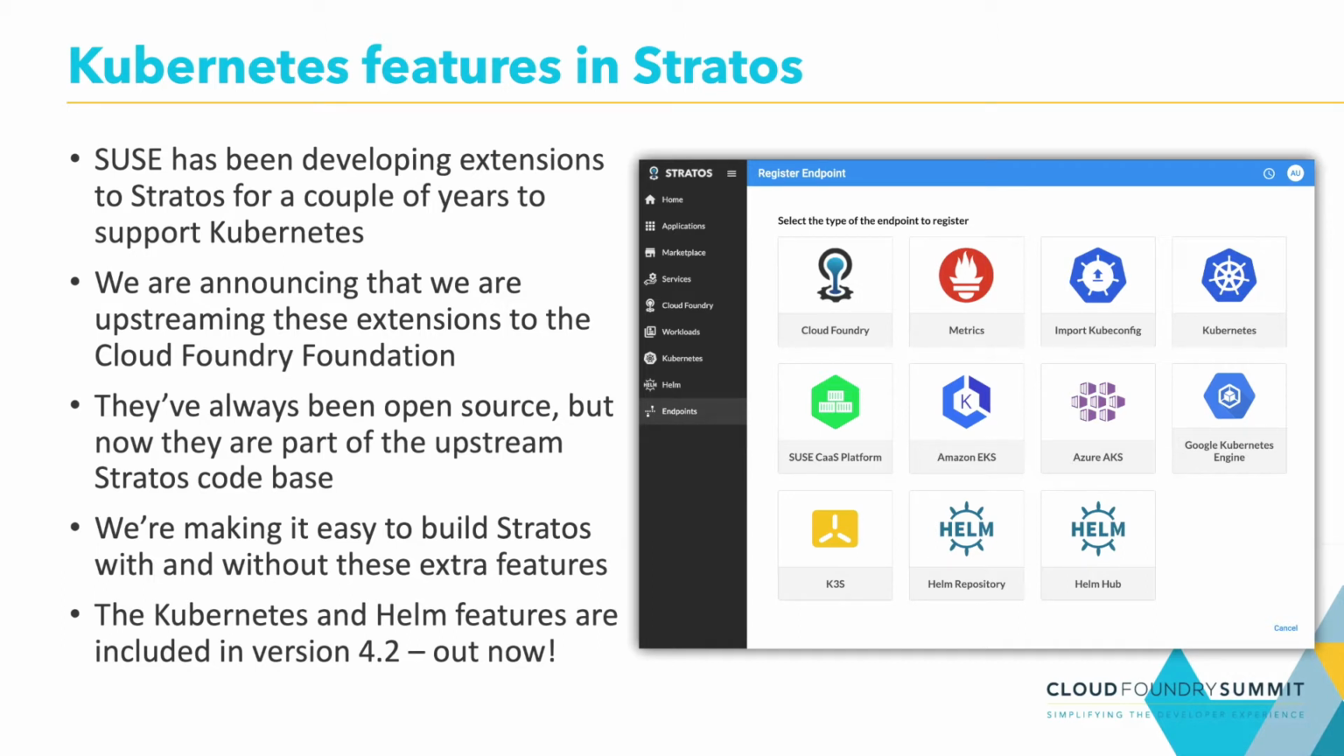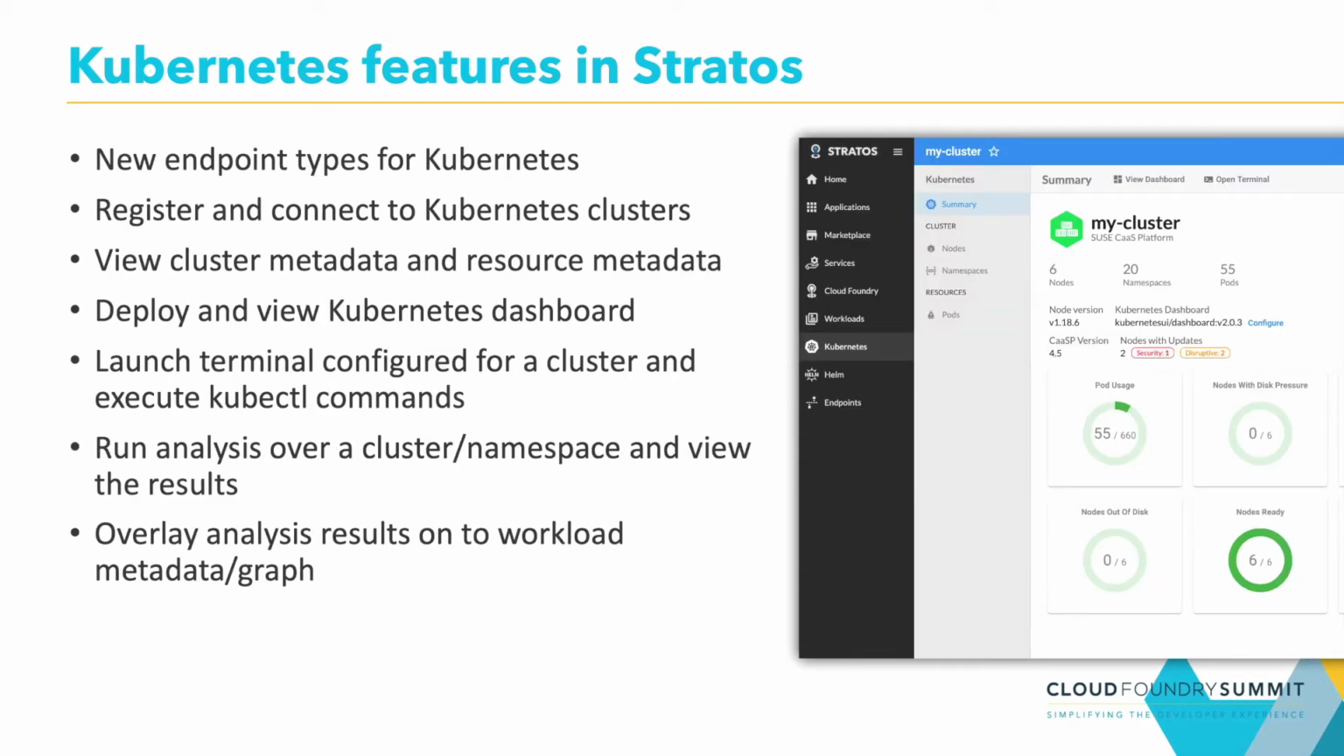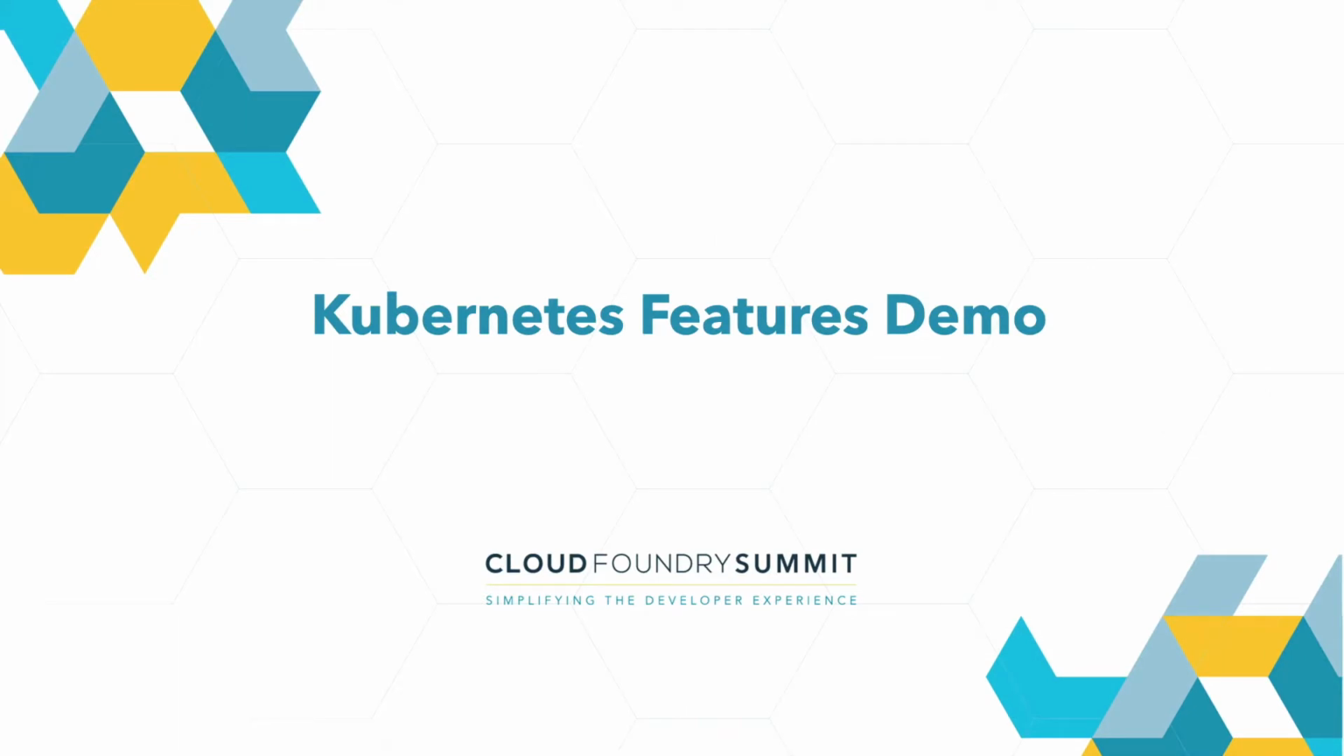Now, they've always been available and open source, but now they will be moved upstream and they'll live in the main Stratos codebase. And we're also making it easy for people to take Stratos and build it with or without those features. So if you just want classic Stratos, you can still have that. So those features are out now and they're included in 4.2. There's a couple of slides in this deck that you can look at afterwards that give you a summary of the Kube and the Helm features. I'm not going to go through these today. Instead, I'm going to hand over the time for Richard to give you a much more in-depth demo where you'll get a good feel for what we can do.